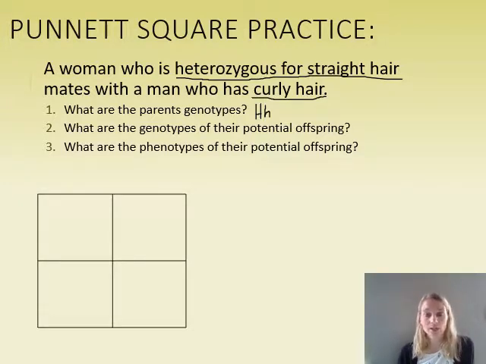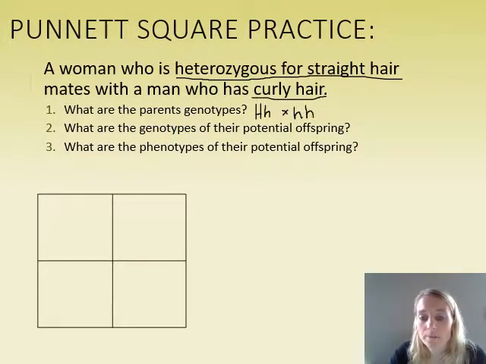Well, you go back to your key and look at which genotype gave you curly hair. And that was homozygous recessive, because straight was dominant, right? So here are the parental genotypes.